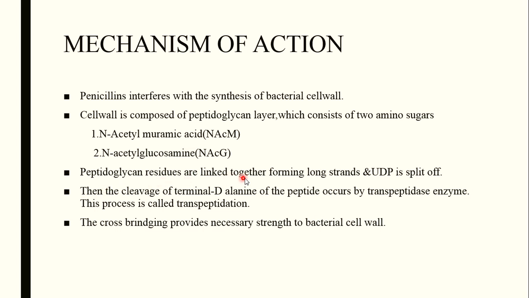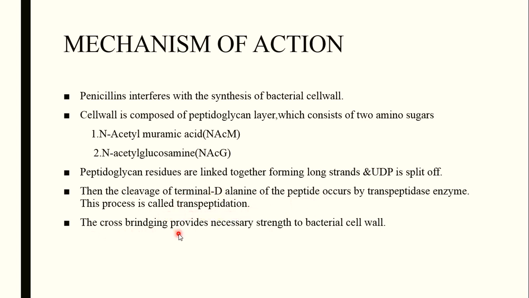Peptidoglycan residues are linked together forming long strands and UDP is split off. Then the cleavage of terminal D-alanine of the peptide occurs by transpeptidase enzyme. There is one enzyme which is transpeptidase enzyme. This transpeptidase enzyme will cleave the terminal D-alanine of the peptide and this process is called transpeptidation.